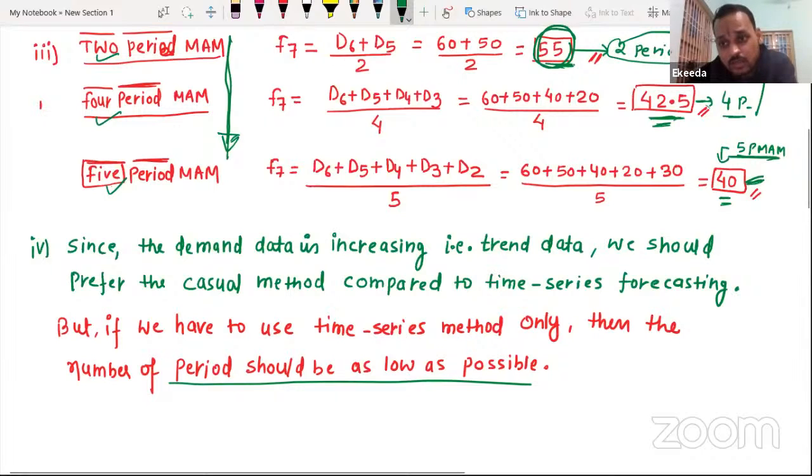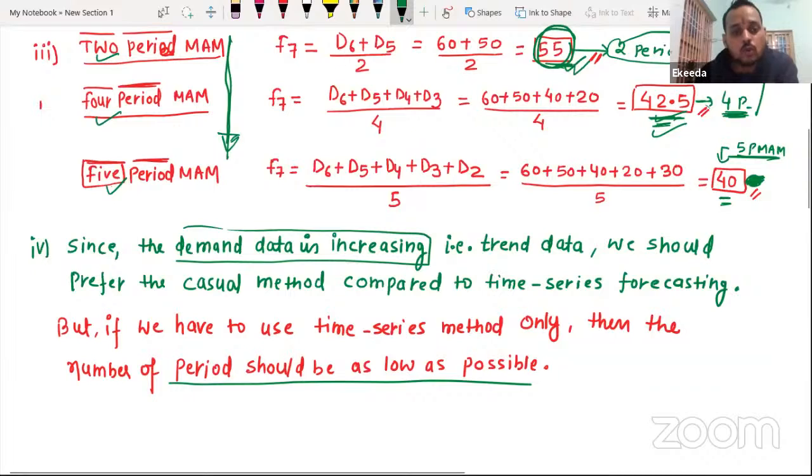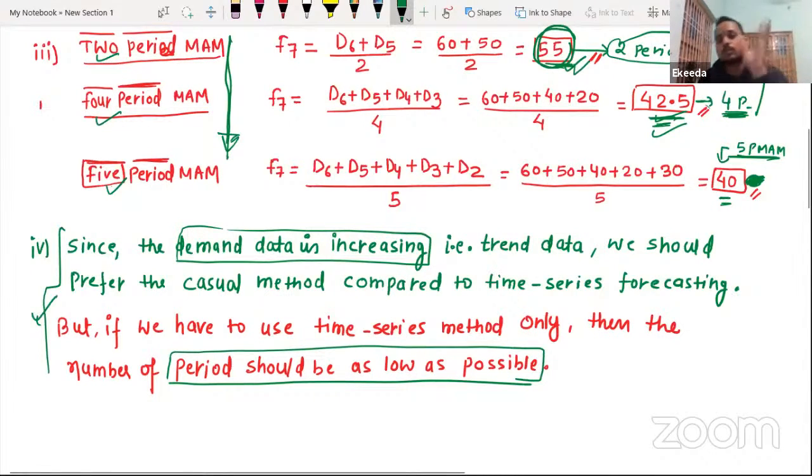It is lowest for the 5th period: 40 metric tons, for 4 periods 42.5 metric tons, and for 2 periods 55 metric tons. And since we know that the demand data is increasing in nature, the demand data is following a trend, so we should use a number of periods that is as low as possible to follow the trend. So we can conclude these things from the above questions.